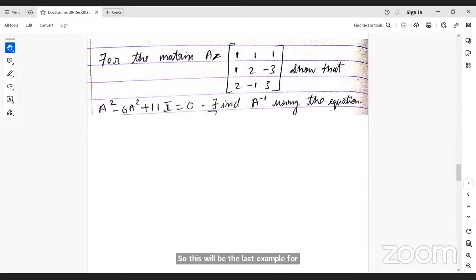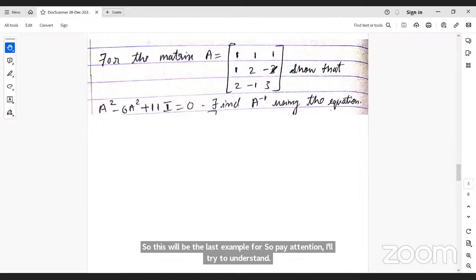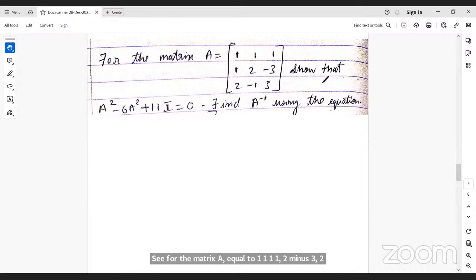For the matrix A equal to [1 1 1; 1 2 -3; 2 -1 3], we need to show that A cube minus 6A square plus 11I is equal to 0, and after showing this we need to find A inverse using the equation. The question is not using the matrix method nor the formula. We need not use the formula of A inverse here.